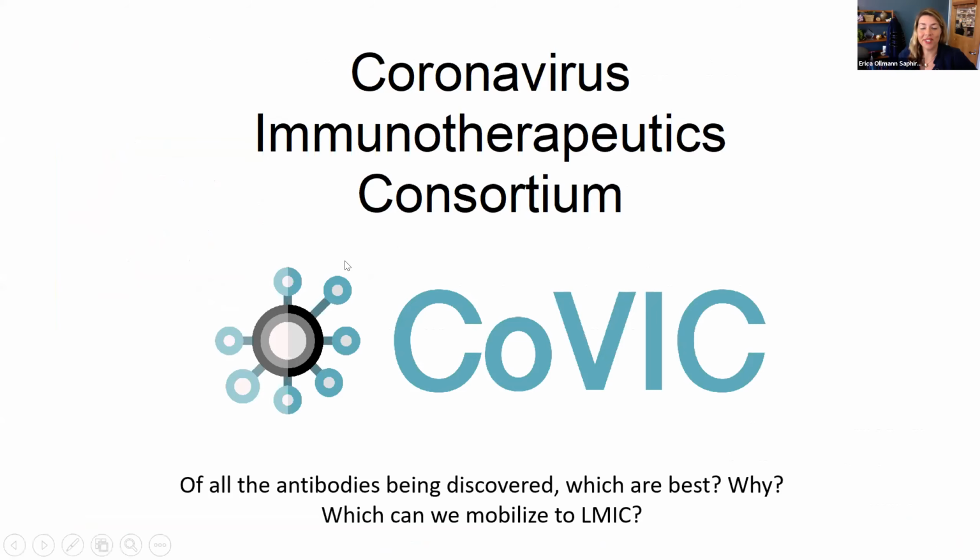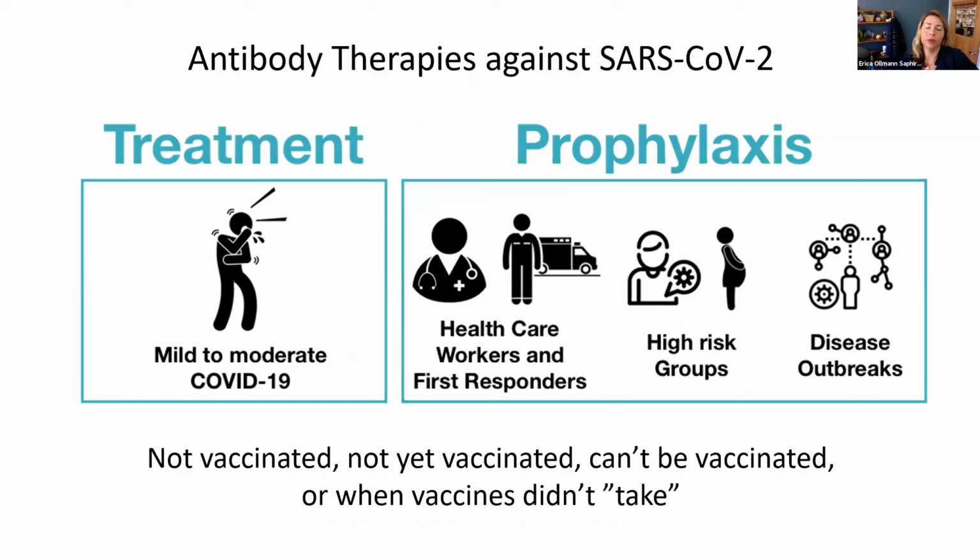Great. I'm Bjoern's new colleague at La Jolla Institute for Immunology. I'm Erica Ollmann Saphire, and we are building a database to understand and now analyze and move forward antibody therapeutics against SARS-CoV-2. We were tasked to find antibodies that could save lives in impoverished people. And there are 2 main uses for which we would want these antibodies, either to treat an infection, to prevent it from progressing to severe disease, or to prevent infection. And that would be for anybody not yet vaccinated, who can't be vaccinated, or in cases where vaccines simply didn't take, such as elderly and immunocompromised people, the people that we know are most vulnerable.